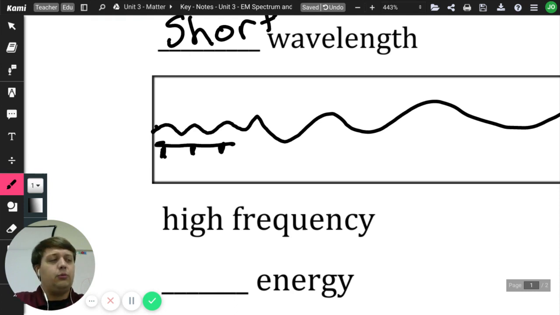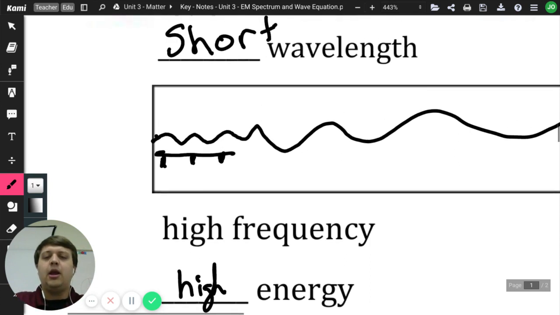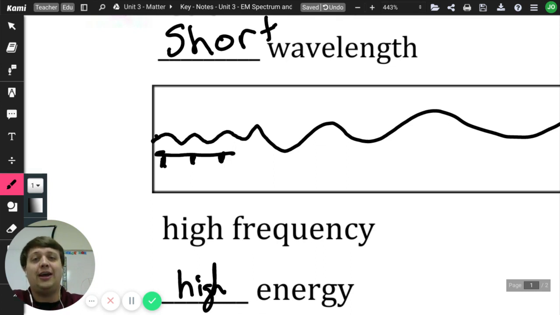What about our energy? If you were to take a cable and wiggle it back and forth, or a slinky, if you've got one, and you want that slinky to move really quick and you see those waves, does that take more or less energy? Well, it takes more energy. So if you've got high frequency, you're going to have high energy. That's actually the opposite of wavelength. So a short wavelength means you've got high frequency and high energy.